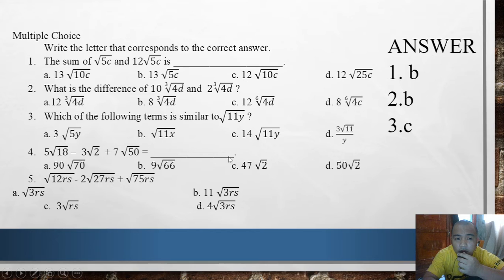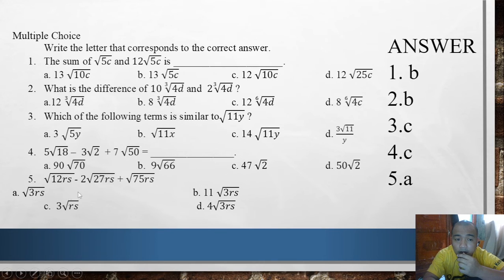Then number 4, perform the indicated operation. The answer is C, 47 square root of 2. First, make this addend similar. This is equivalent to 9 times 2. So, 15 square root of 2 minus 3 square root of 2 plus 7 times 5, because 25 times 2, that's 35. 5 times 3 is 15, minus 3 is 12. 12 plus 35, that's 47 square root of 2.